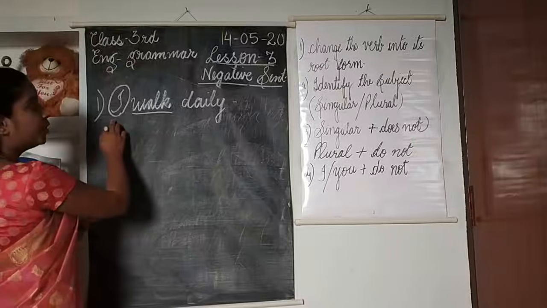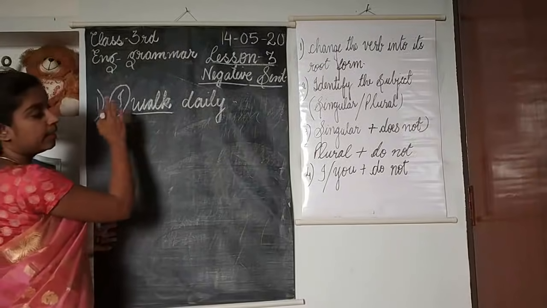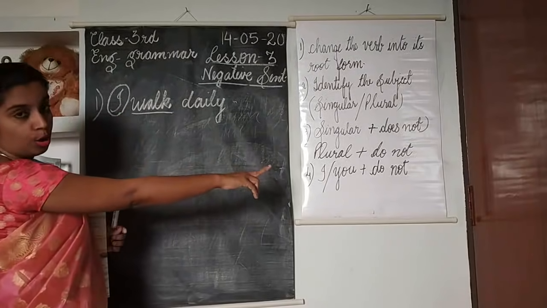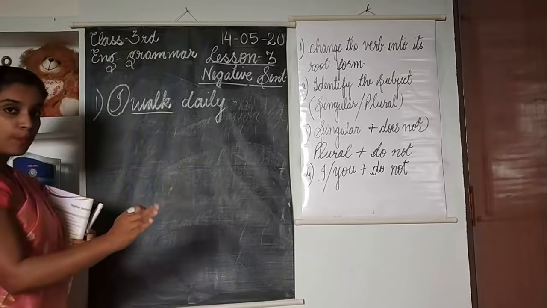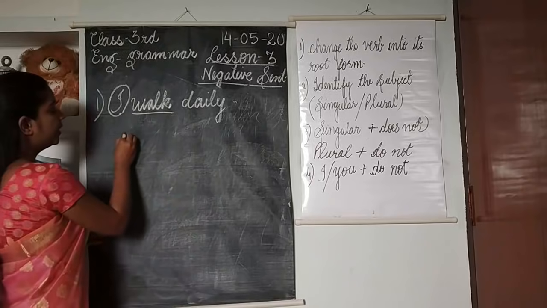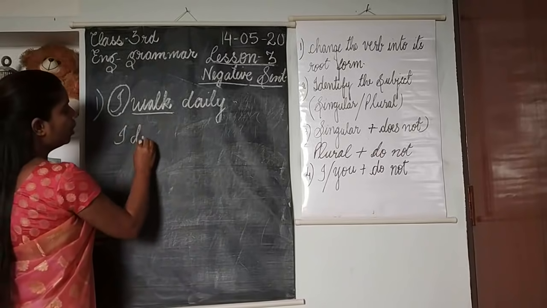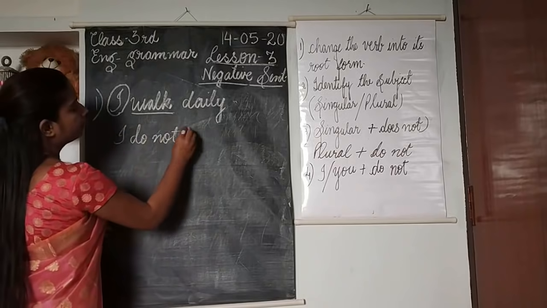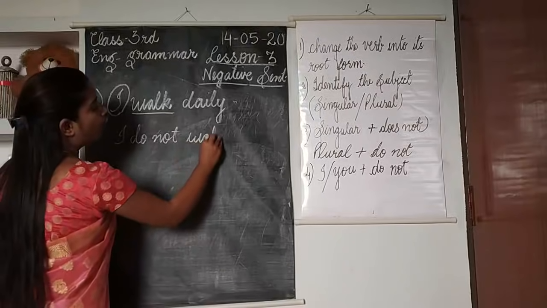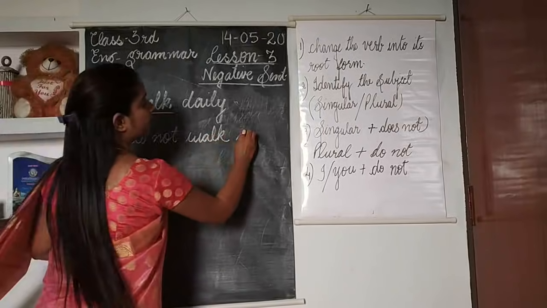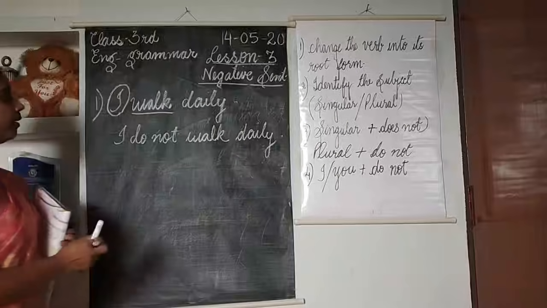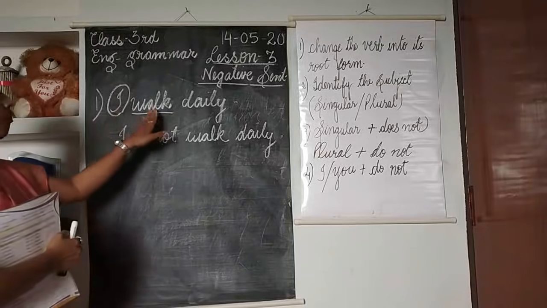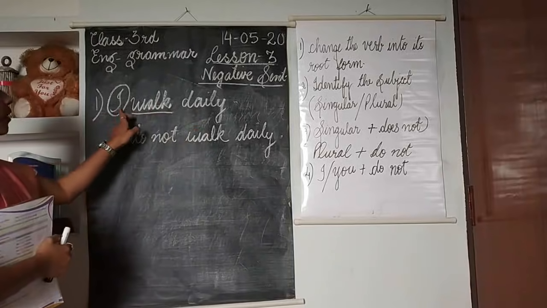Now see, I walk daily. I is the subject here, and though it is singular, we are going to add do not, and walk is already in its base form. So what will be the negative of this sentence? I do not walk daily. So this is the negative of the sentence I walk daily, which is without a helping verb.